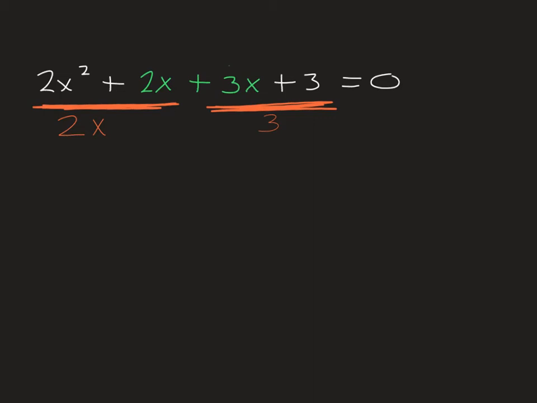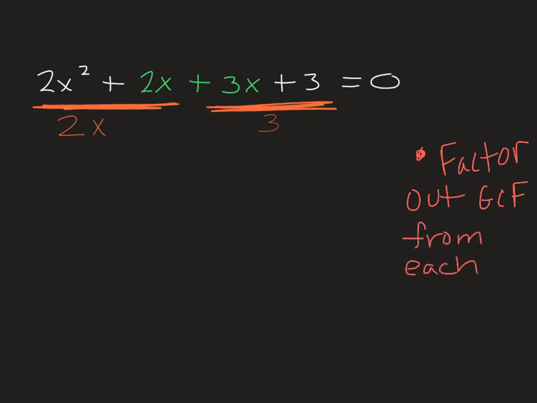Now that we found the greatest common factor of each group, we're going to have to complete the next step, which is to factor out the GCF from each group. So here's what that would look like.